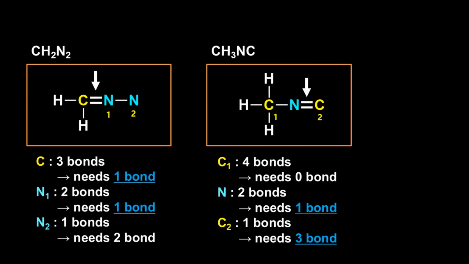Now for methyl isocyanide. In this case, nitrogen is missing 1 bond, while the terminal carbon, C2, still needs 3 more bonds. Since nitrogen is the one that needs fewer additional bonds, we'll add a pi bond between nitrogen and C2. That gives us the updated structure, CH3-N=C. With this change, nitrogen now has 3 bonds, and C2 is 1 step closer to reaching 4.